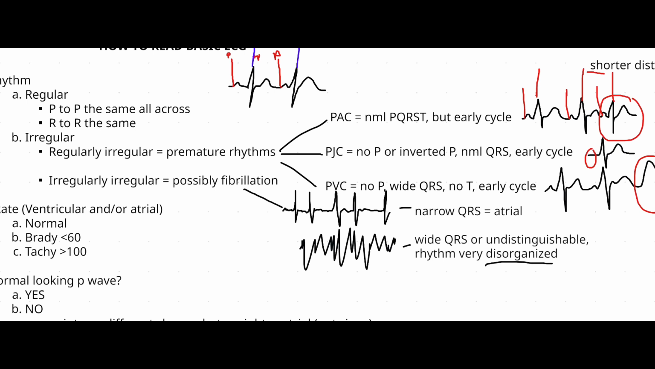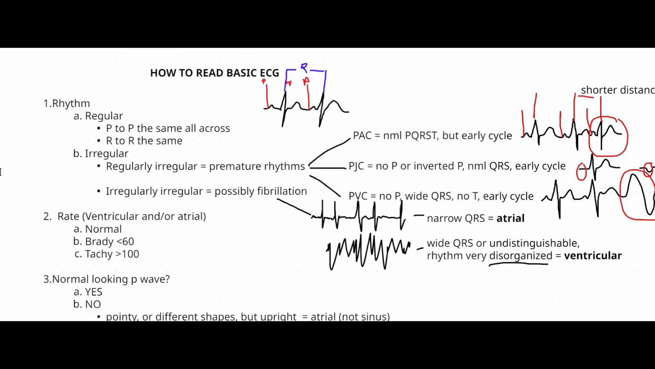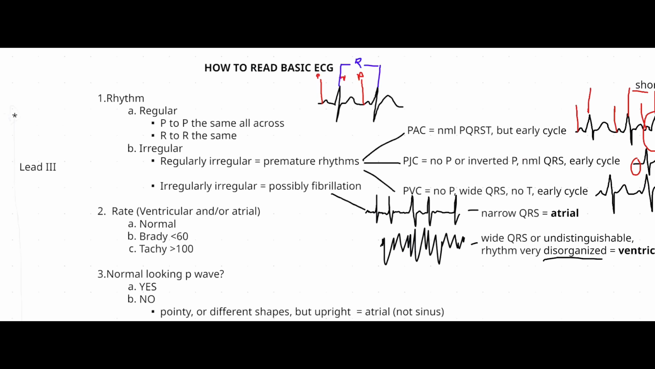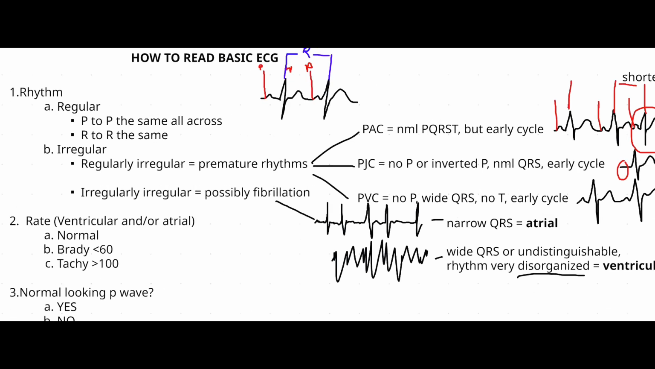Okay. You follow so far? So we're looking at the rhythm. Is it regular or irregular? If it's regular, that's probably an NSR, normal sinus rhythm, but there's more criteria. If it's irregular, you're asking yourself, is it regularly irregular? You have regular, regular, regular, and then irregular. So that's likely a premature contraction.